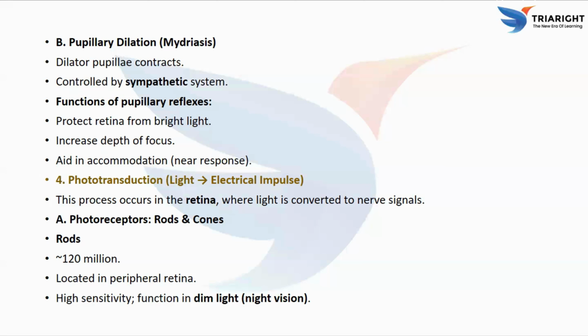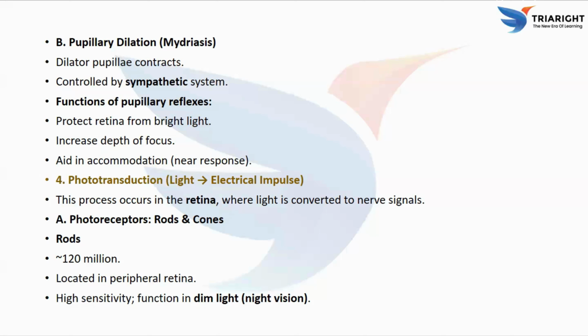These pupillary reflexes also aid in accommodation. Whenever focusing on near objects, the pupil constricts, the lens becomes more convex, and the eyes converge, and together they form a clear image. So this is how the pupillary dilation mechanism works. So next is phototransduction.